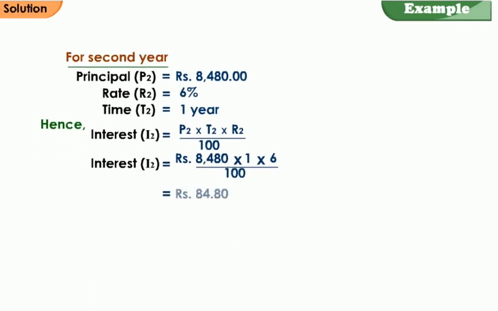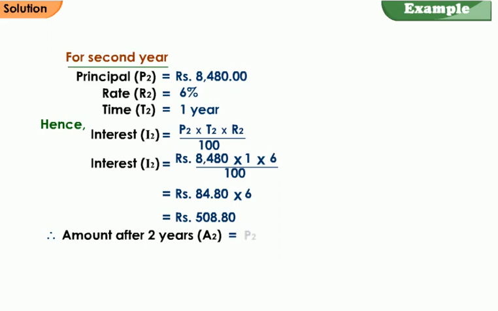Therefore, the amount after 2 years, that is A2, is equal to the sum of P2 and I2. That is rupees 8,480 plus 508.80. This gives us rupees 8,988.80.